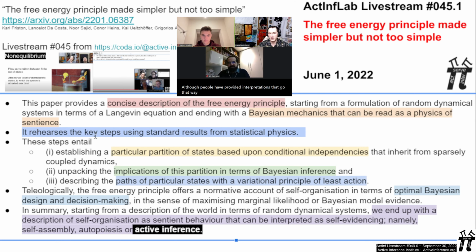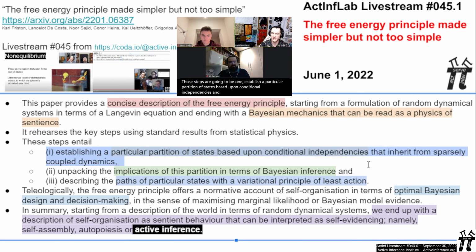This paper rehearses key steps using standard results from statistical physics. Those steps are going to be: 1. Establish a particular partition of states based upon conditional independencies inheriting from sparse coupling. Again, particular is being used in the pun sense as it was before. This is like one specific partition that you could choose to implement, and it's the one that results in particles.